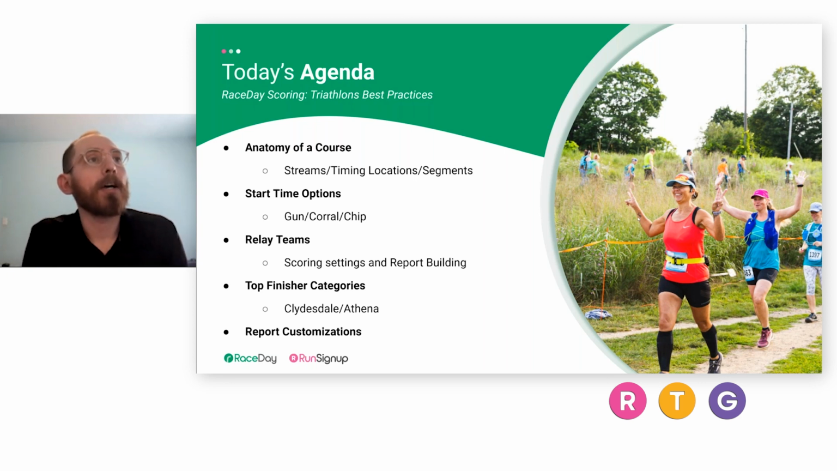Next, we're going to talk about relay team scoring. Most triathlons or multi-sport events have a relay component, so we're just going to talk through the best practices for that, how you want to make sure that the registration is set up, and things to consider when you're building reports, whether or not you want your team types combined or separated, and we'll go through all of that.